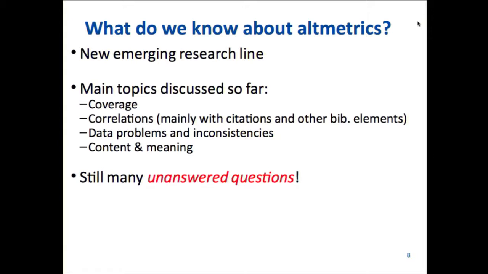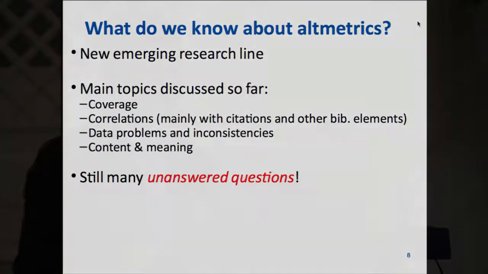So far, we can talk about four main topics that have been discussed by the researchers. One is coverage: the coverage of the tools, the coverage of publications by these tools. The second one is correlations, particularly correlations with citations, but also with other bibliographic elements. A third line is related to data problems and data inconsistencies, also a big issue in Altmetrics. And finally, the content and meaning. What do these metrics mean? What can they tell us? But I might say that at the moment we have many more unanswered questions than answered questions. In a way, it's really something that we have to develop further.